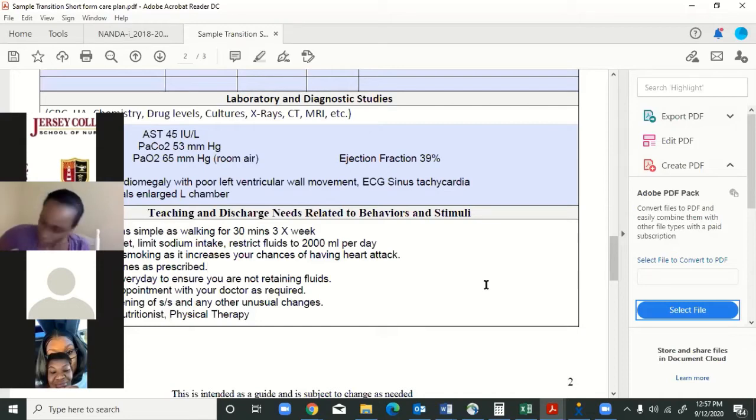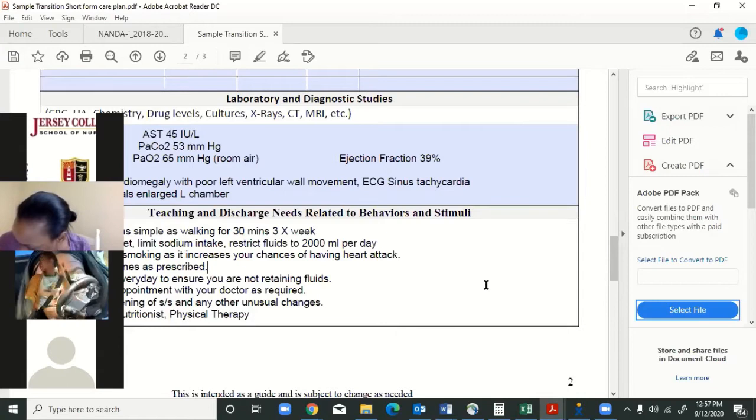Right. So now for the next one, it's teaching and discharge needs related to the behaviors and stimuli. So let's say I'm teaching my renal patient about their diet. I know for a cardiac diet, I'm going to limit sodium intake. I might have to restrict fluids. I might want them to follow a DASH diet. Okay, how about for renal failure? What kind of diet would I expect my patient to follow? No sodium.